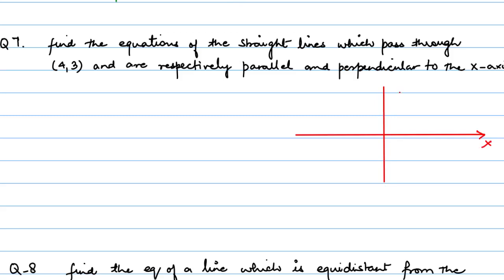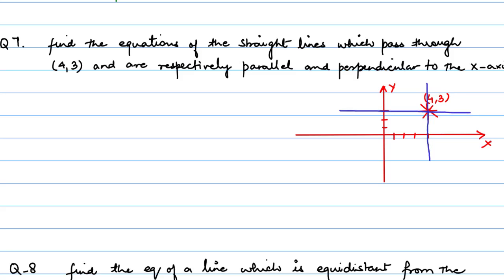The question says our line is passing through (4, 3). Now (4, 3) would be 1, 2, 3, 4, and 1, 2, 3. The point is this, our line is passing through this point, this is (4, 3). There would be infinite lines that can pass through this, but we want those lines which are perpendicular to x-axis and which are parallel to x-axis. A line which is perpendicular to x-axis will be of this kind, and a line which is parallel to x-axis will be of this kind.